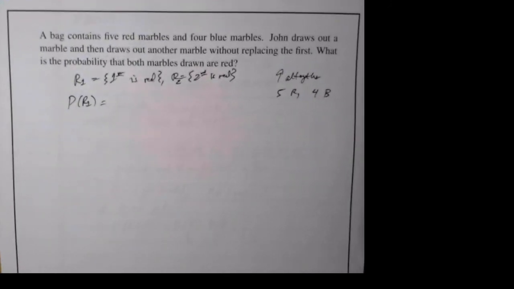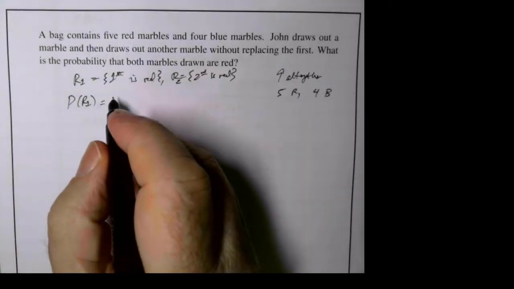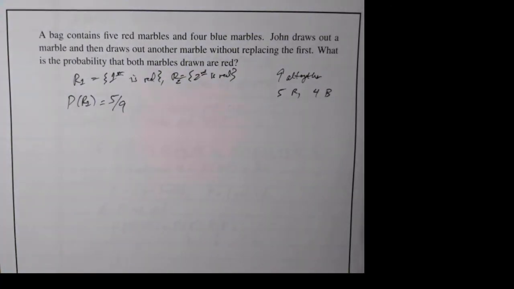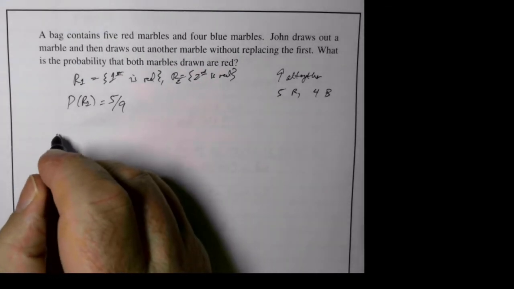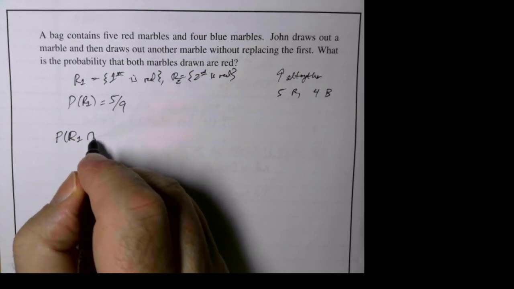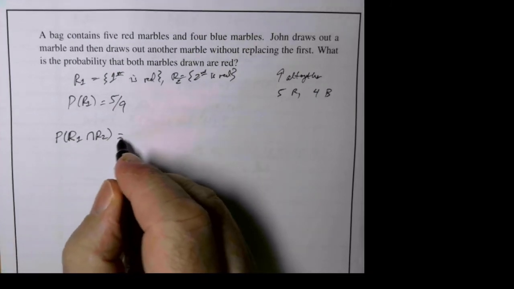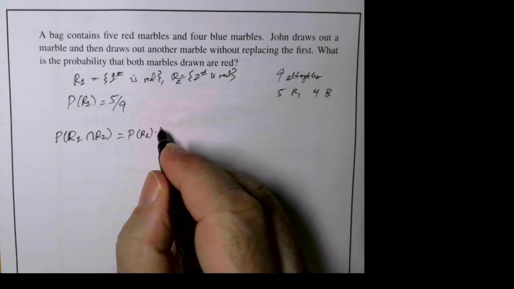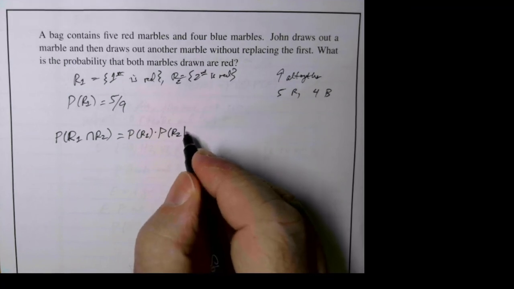So what's the probability of R1? The probability of drawing a red marble out of that bag on the first draw is just going to be 5/9, because there are 5 red marbles in a bag of 9 marbles. Now, the probability of R1 and R2, which is what we're looking for, is going to be the probability of R1 times the probability of R2 given R1.